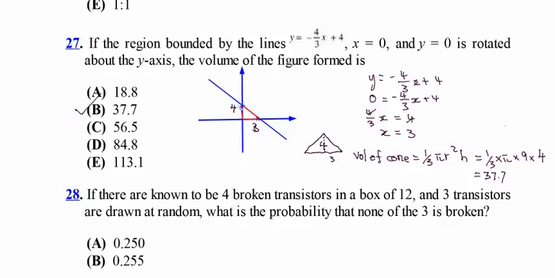If I rotate this area about the y-axis, it forms a cone. The height of the cone is 4. The radius of the cone is 3. Using the formula for volume of the cone, 1/3 pi r squared times the height, so 1/3 pi times 3 squared, which is 9, times the height, you get 37.7.